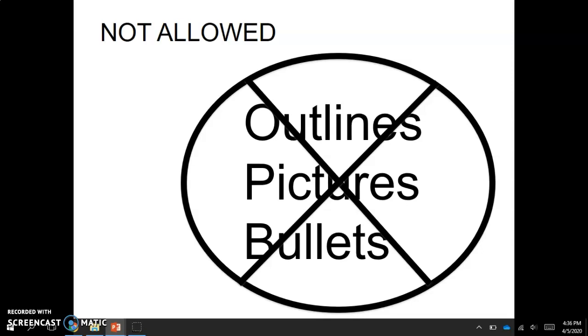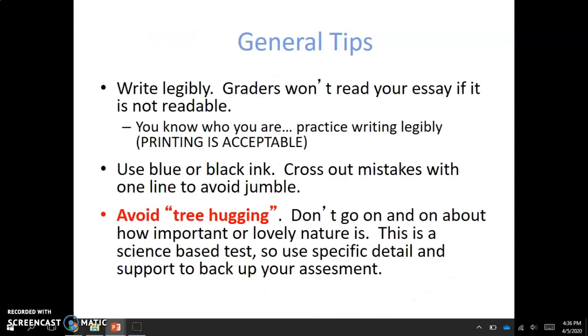You don't get graded for outlines, pictures, or bullets. The outlines and the pictures don't really apply to you because you're not going to be writing on actual paper to submit. It'll be online. But bullets, definitely. It would be very easy to do bullet points when you're writing an essay. They will not grade them. They have to be full sentences in essay form. Okay, so do not just answer in bullet form.